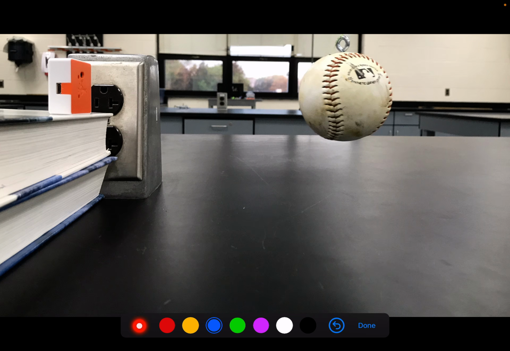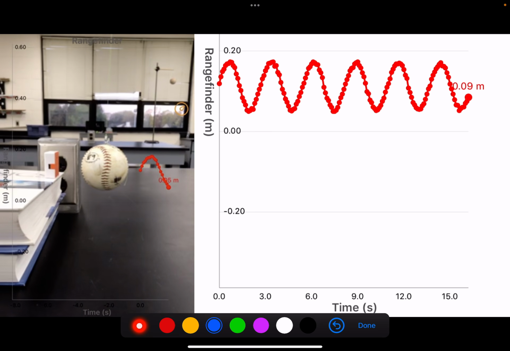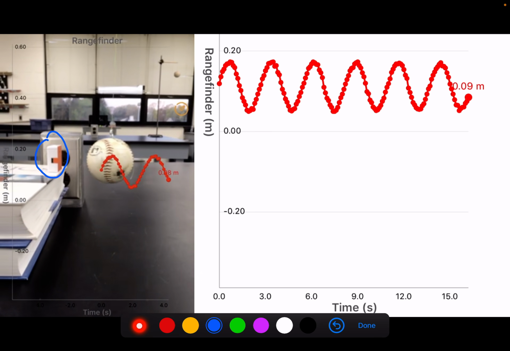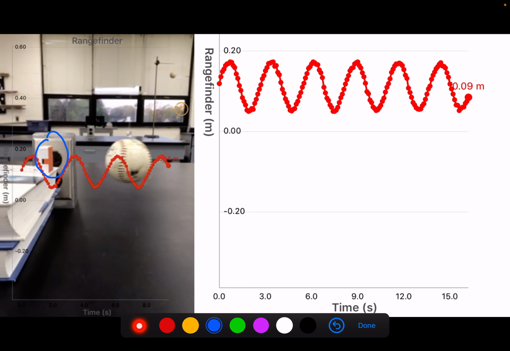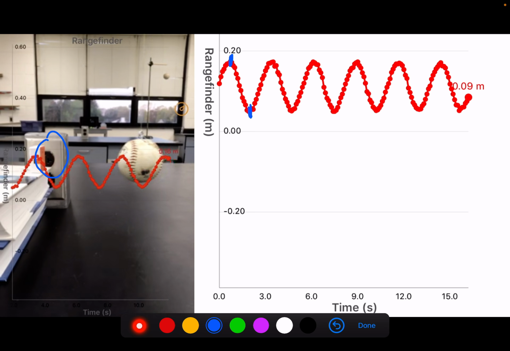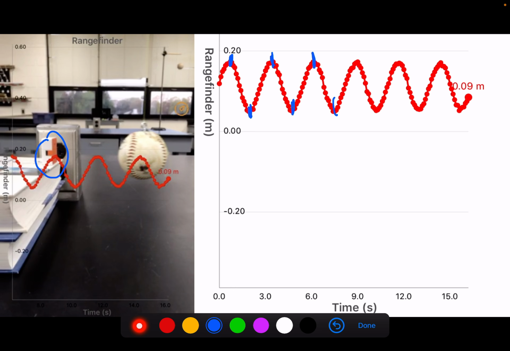Finally, in a couple days, we're going to be working on a lab with pendulums, and I just wanted to give you a little preview. So just like we saw Anthony swinging back and forth down in the gym, here is a baseball swinging back and forth in front of a pocket lab, and it's going to measure how far the baseball is from the pocket lab. You can see it's going to go far, close, far, close, far, close, and it's just going to repeat that pattern.